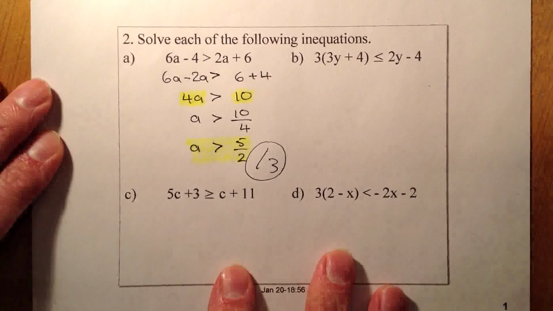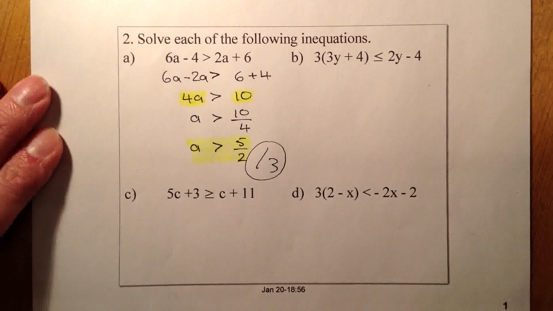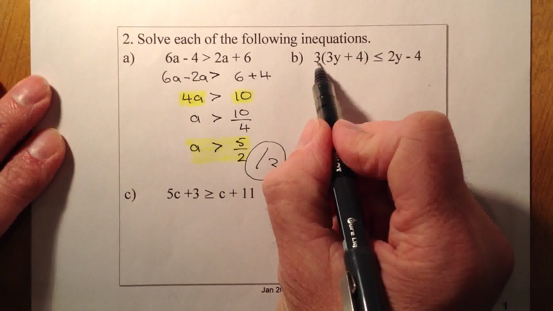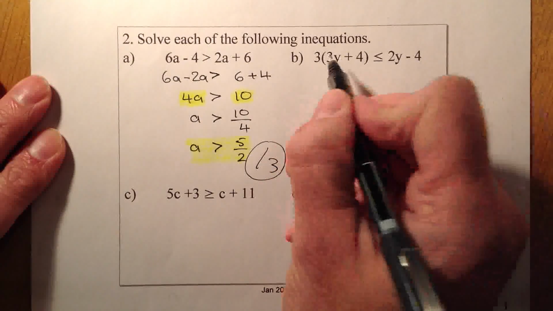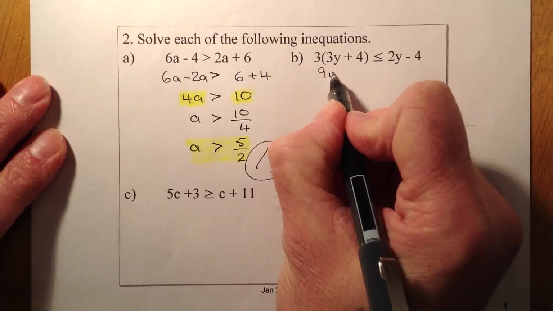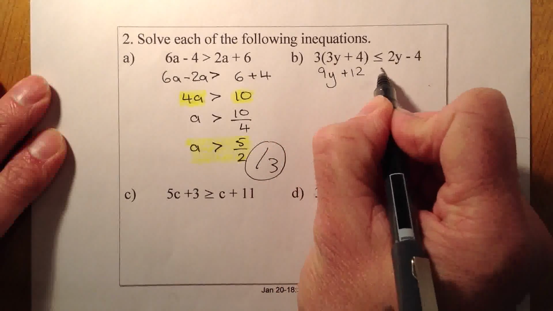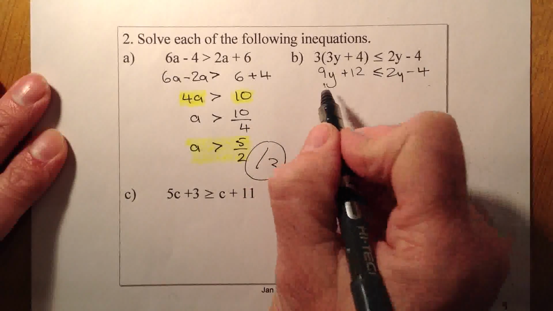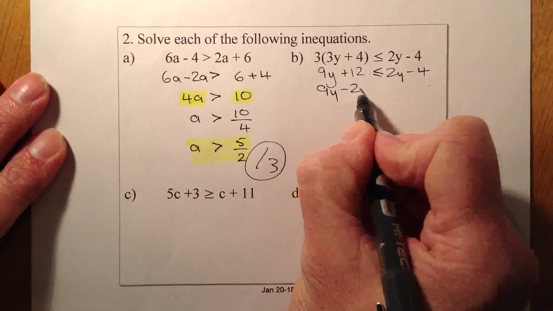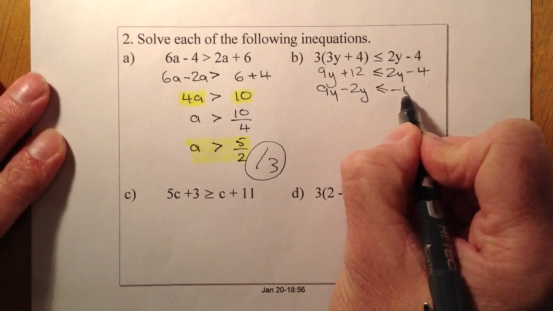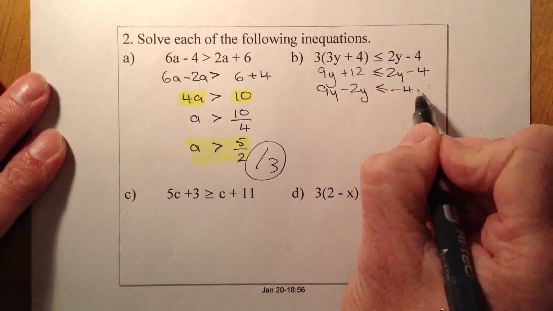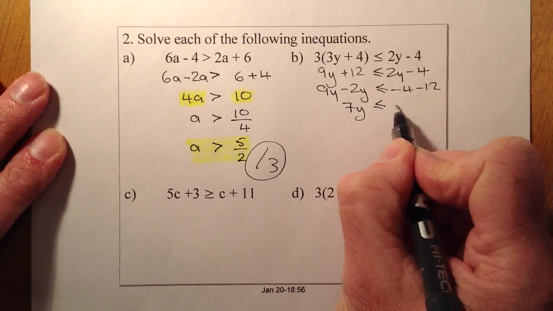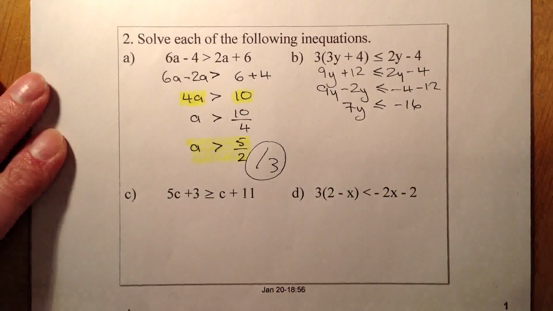Right, just freeze the video, try the other questions. Here's the solutions. Right, so here I've got a bracket I'm going to multiply out, so I'm going to do that first of all. So that's going to be 9y, and that's going to be plus 12. I've got an inequality sign, 2y minus 4. Get the y's onto this side here, minus 2y. I've got minus 4 on this side already. Bring the 12 over, becomes minus 12. Gather them up. That's going to be minus 16 that's going to appear on that side there.